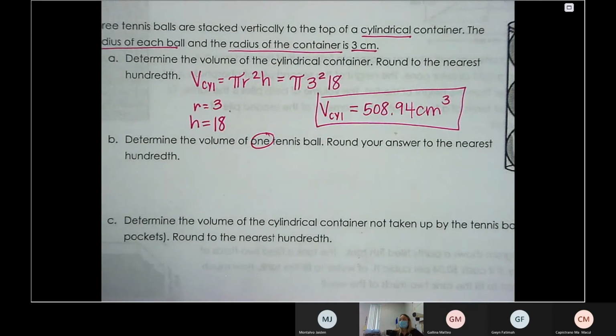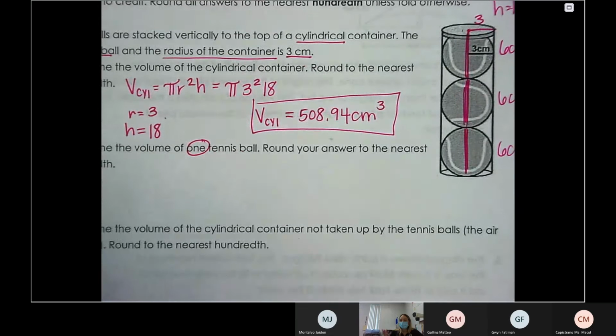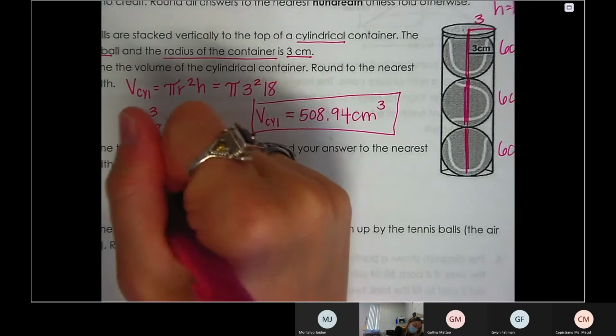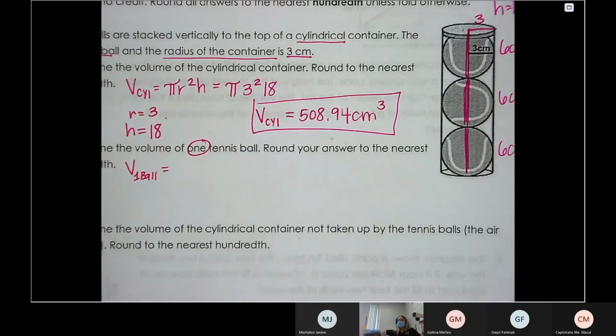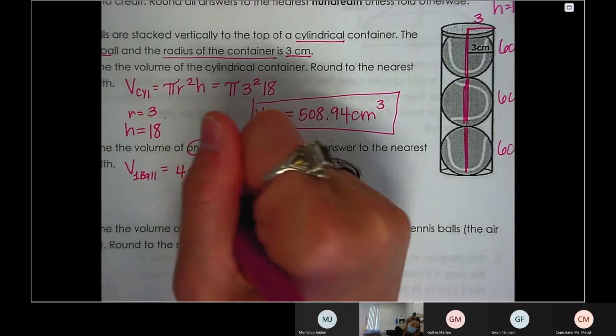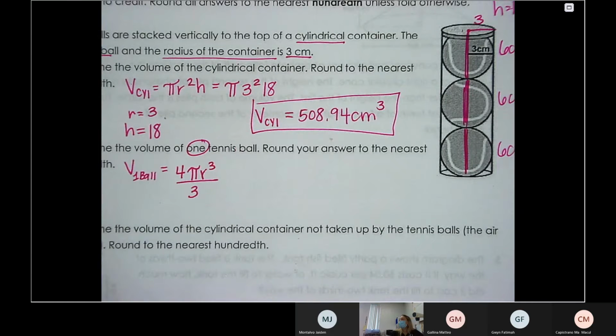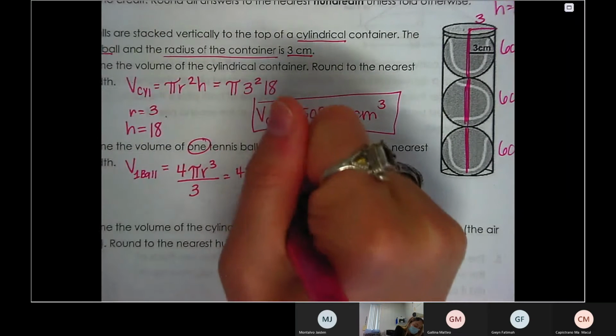One tennis ball. Now, tennis ball is what shape? Sphere. It's a ball, right? This is a sphere. I want to know the volume of just one of the tennis balls. So what formula am I going to use if it's a sphere? Beautiful. 4/3 pi r cubed is what I'm going to use. 4 pi r cubed divided by 3. And what number am I going to plug in for the radius? 3. Good. All right, so plug that into your calculator, see what you get.